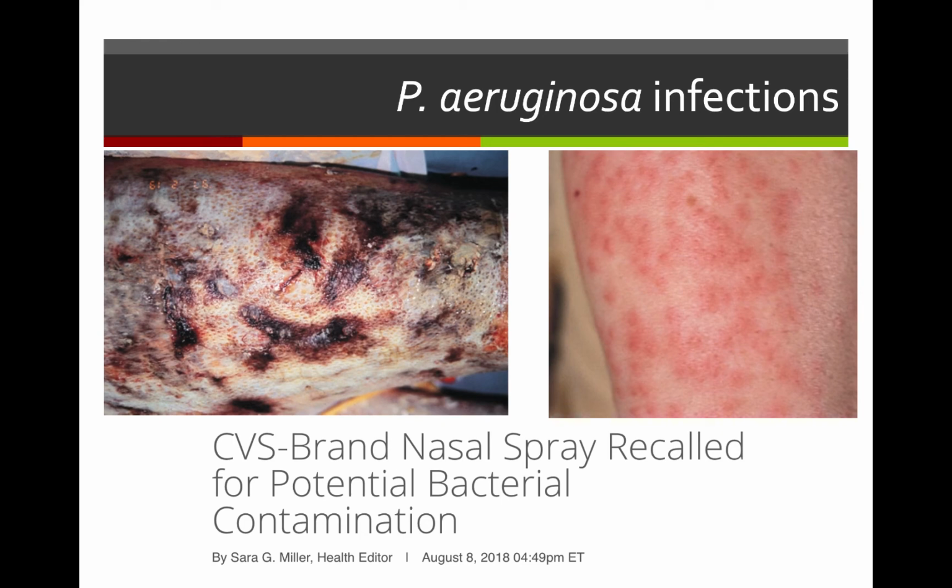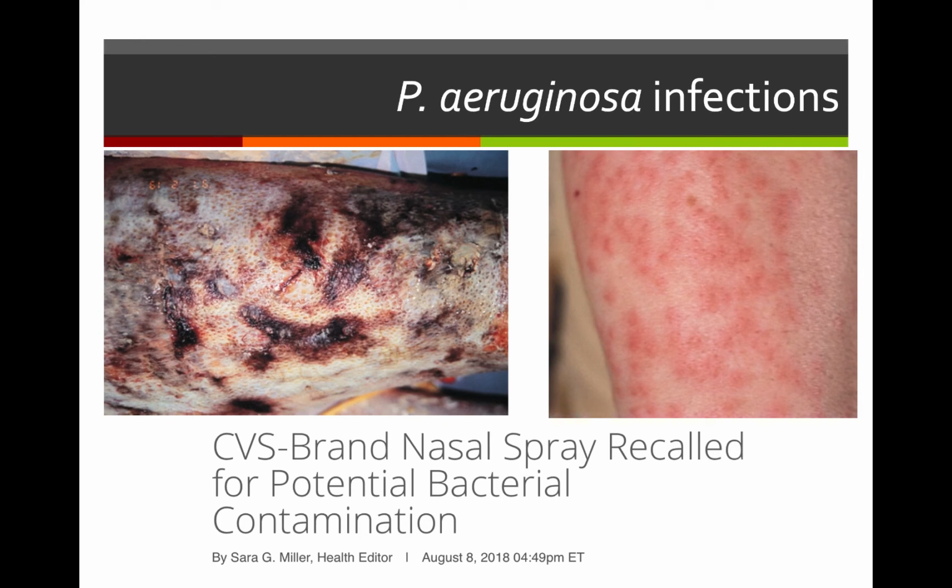On the left, we see a really deep, gangrenous wound. On the right, more of a skin irritation. It depends on the host. It depends on the number of bacteria that get in. It depends on a number of different factors whether you're going to end up like the person on the left or the person on the right.